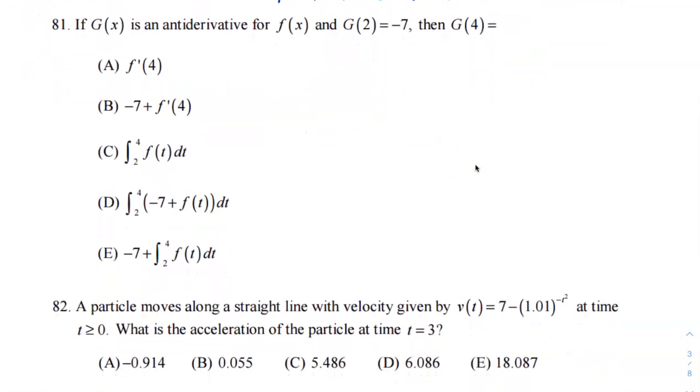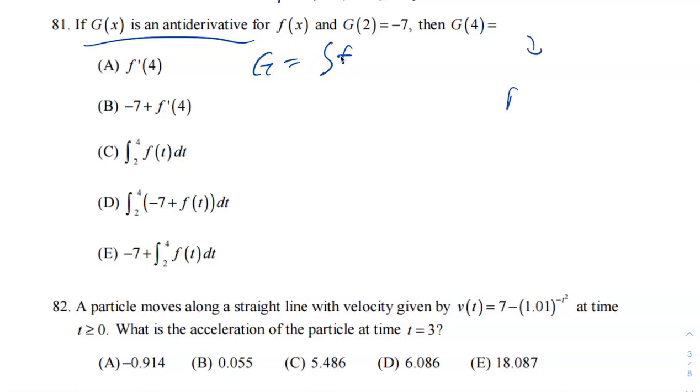The next one is a little funky, but it's not that bad if you remember the rule I was trying to teach you. G is the antiderivative of f. So that's just a fancy way of saying G equals the integral of f. That's all that's saying. And G of 2 equals -7, and G of 4 equals what? So I always talk about this. If you have a function, you're trying to find the integral of it, but you don't actually have the values, what you do is this formula, right?